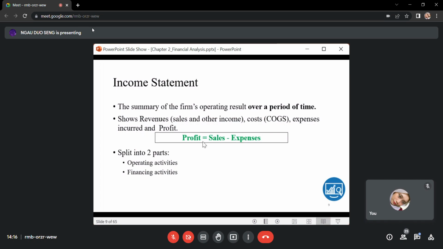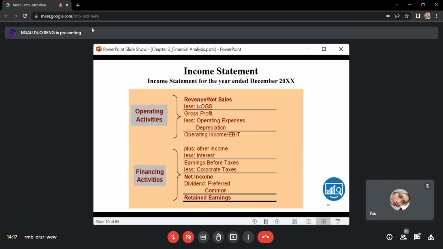So we have profit equal to sales minus expenses. So sales, jualan, tolak semua berbelanjawan, right? Berbelanja, or expenses. Then we have the profit lah. So income statement dia ukur profit lah. So they have split into two parts. One is operating activities. The other one is financial activities. So we check for the example. So this will be the example atau format for income statement.